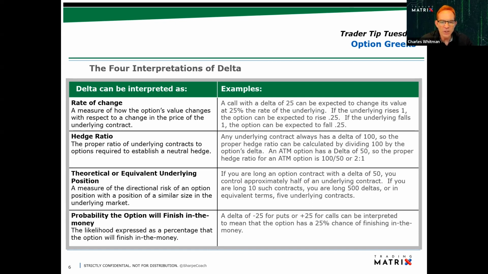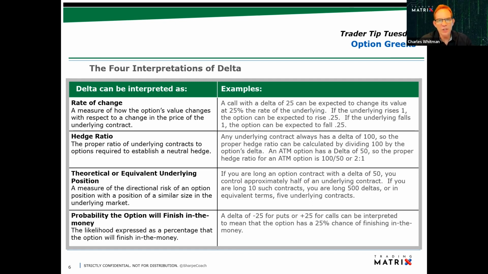The third interpretation is the theoretical or equivalent underlying position. This is the measure of directional risk of an option position compared with a position of similar size in the underlying. If you're long an options contract with a delta of 50, you control approximately half of an underlying contract. So if you're long 10 such contracts, you are long 500 deltas, or 5 underlying contracts.